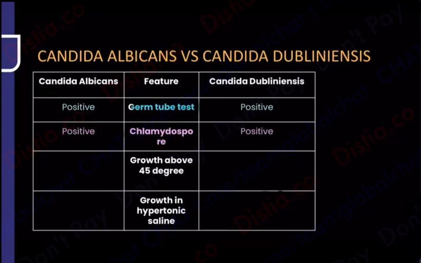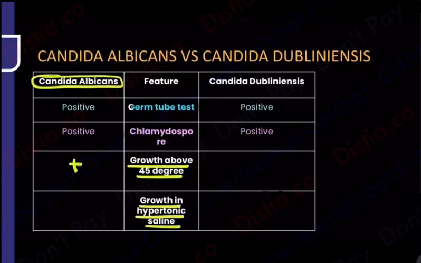So remember, the tougher twin, the most common one, is the one which can grow above 45 degrees. Albicans can grow. Which can grow in hypertonic saline, albicans can grow. So at high temperature, in hypertonic saline, in all these tougher environments, albicans is the elder brother, he will grow. Even among twins, one is always born elder and one is younger. So albicans is the older twin that will survive everything, and dubliniensis is the younger twin, which is not going to survive all these tough situations. That is how you differentiate albicans and dubliniensis. I hope everyone's okay with this.